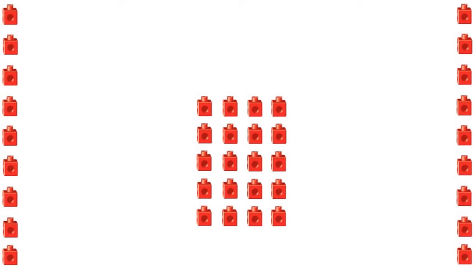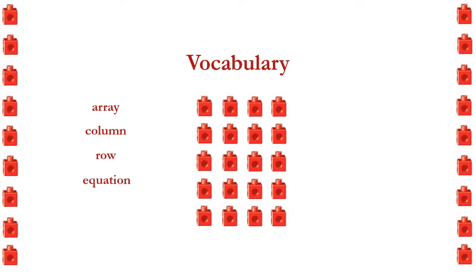Okay, and since we're getting very close to the end, I thought it might be a good idea to review a couple of the things that we've talked about, vocabulary especially. So, we talked about an array, which is what you see here, a column, a row, an equation, which is from the last topic, and repeated addition. So a column goes up and down, we know that. A row goes from left to right.